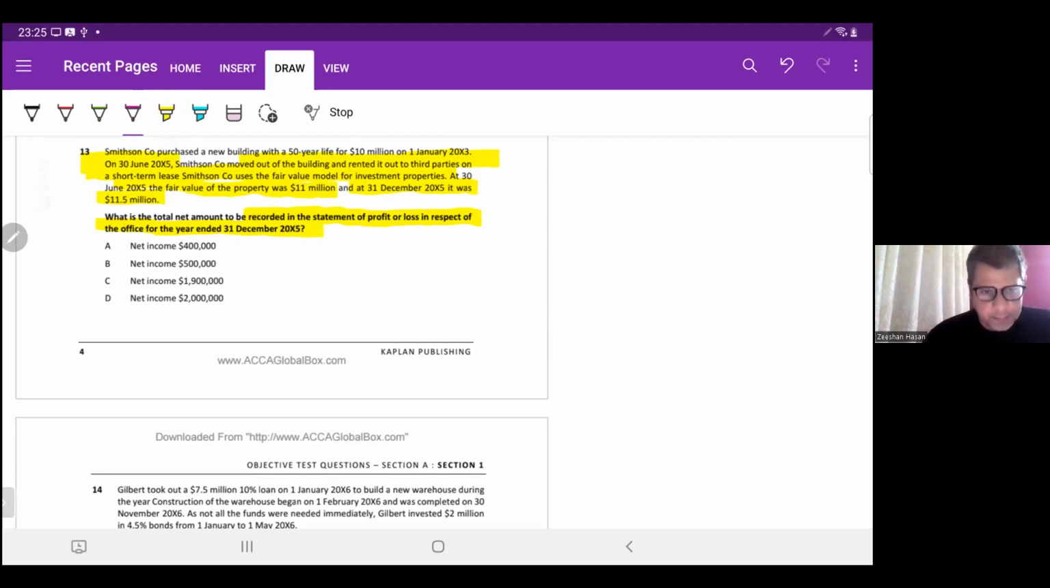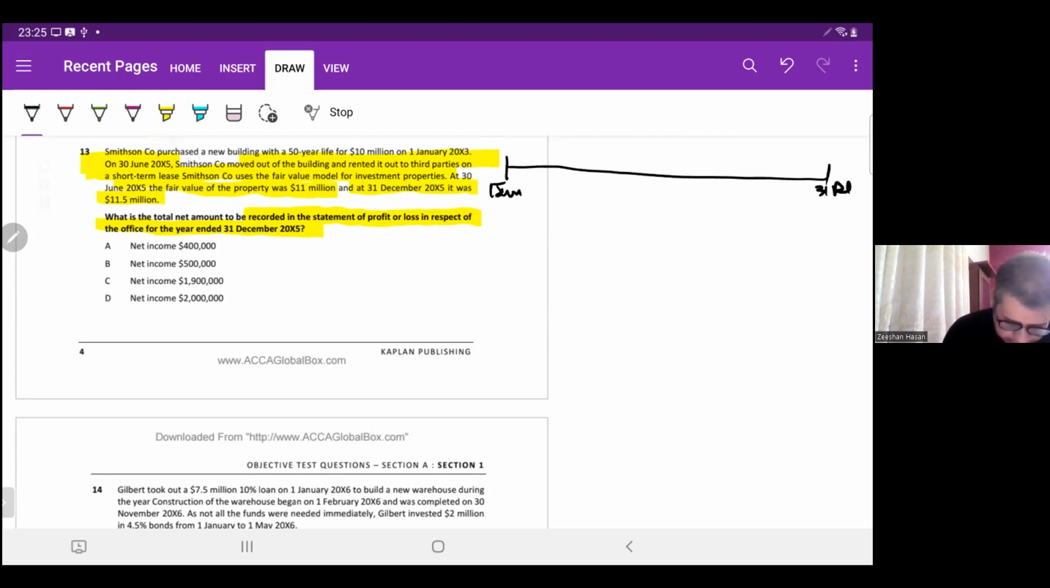Cool. So 6 months depreciation again, right? Because the year end is 31st December. 1st January to 31st December, right? And they purchase a new building with a 50-year life for 10 million, actually on 30th June. So here is 30th June.